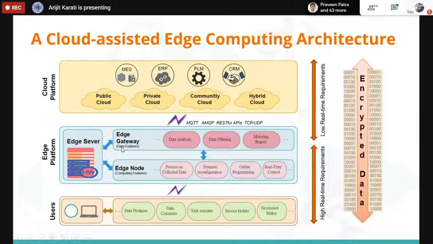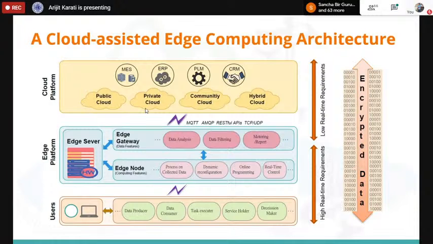The edge layer typically provides edge gateways and edge nodes, where the server monitors the edge gateway and edge nodes. The edge gateway provides data analysis, data filtering, and monitoring reports. The edge nodes are much more interactive with the users than the cloud. What is the task of this edge node? The edge node provides computing features like data processing, dynamic reconfiguration, real-time control, and so on.